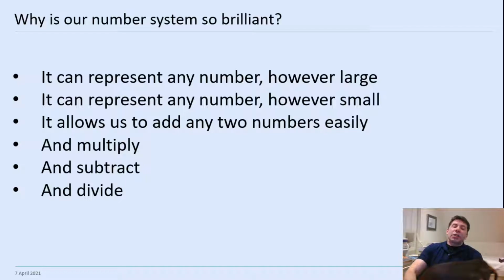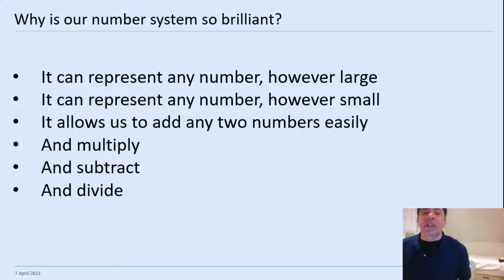So why is our number system so brilliant? It's brilliant because it allows us to represent any number, however large that might be. It also allows us to represent any number, however small. We can add two numbers easily. We can multiply, subtract, and also divide.